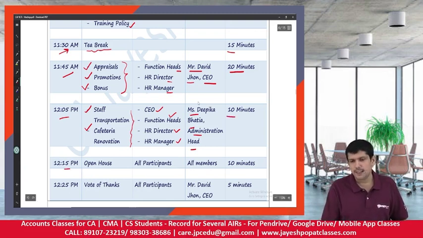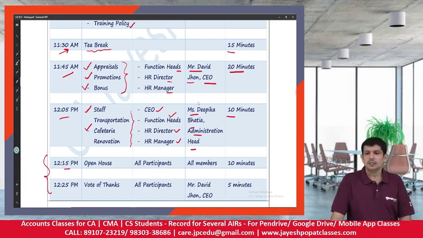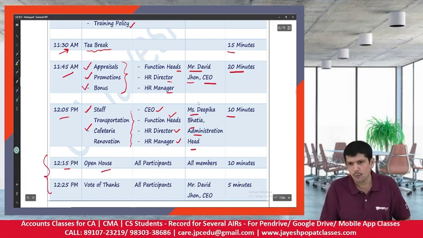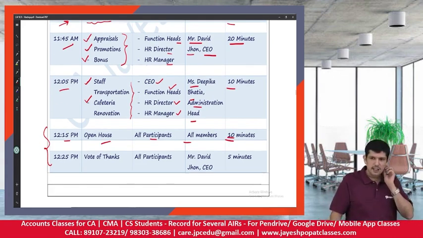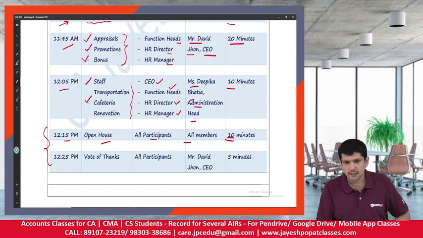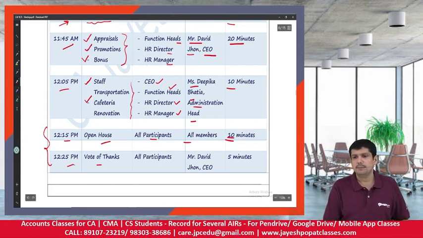Now at 12:15, see, these two things will mandatorily be there, which I have already discussed. So at 12:15, there will be an open house where all the participants will have 10 minutes to show their concerns, debate, discuss, and put in their suggestions, etc. And then finally, at 12:25 p.m. there will be a vote of thanks to all participants.